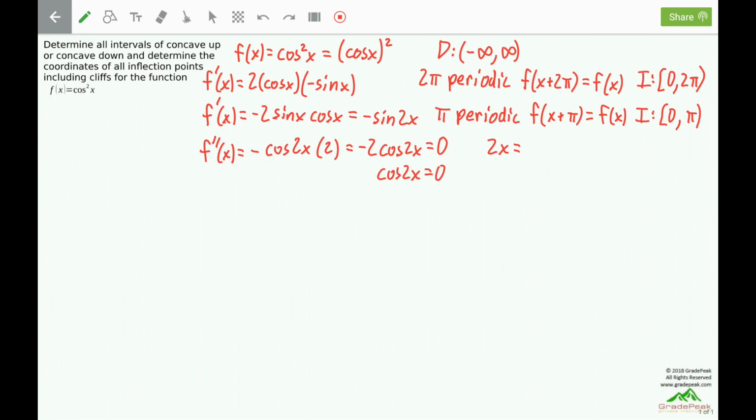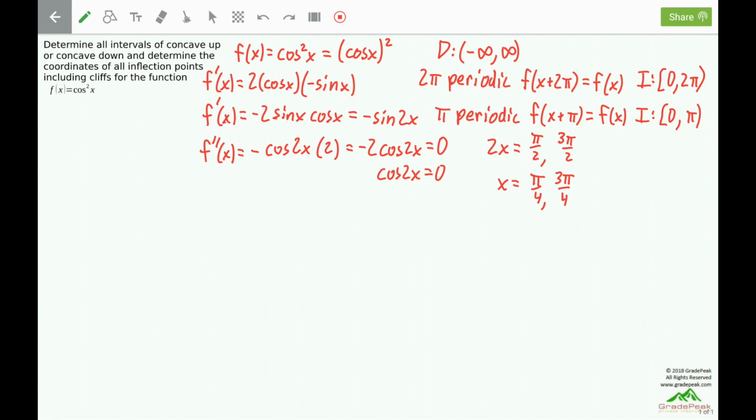Cosine is equal to 0 in two places, pi over 2, and then again at 3 pi over 2 over the entire unit circle interval. We can now divide both sides by 2. This will put a 2 in the denominator of each of the terms on the right. 2 times 2 is 4, so it'll become pi over 4 and 3 pi over 4. Notice that each of these are in the interval from 0 to pi. They are therefore each candidate numbers.